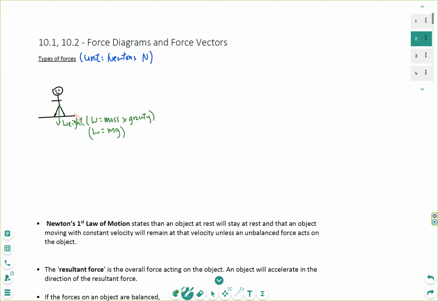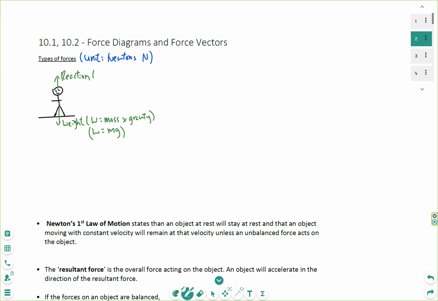So the force version of your mass is weight. If you're 60 kilogram, then your mass is 60, but the weight will be 60 times g. Now, when you're standing on the ground, the fact that the ground is not collapsing, the ground is supporting you, that force is called a reaction force.